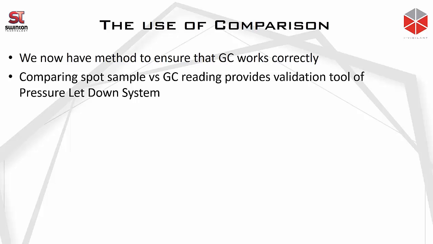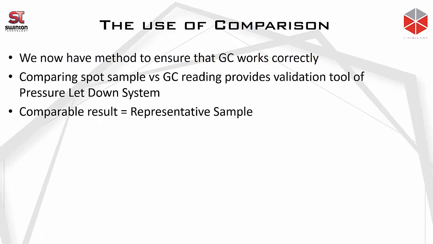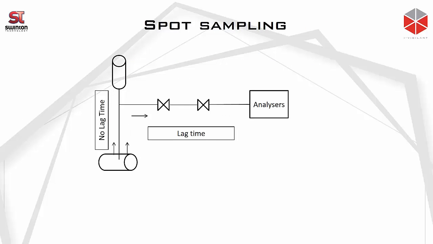When we compare the spot sample result against the GC result, we would expect a good comparable result. If the result isn't comparable, there are two possibilities. Either the pressure letdown system is not giving a representative sample, or the spot sampling procedure was done incorrectly. So what we're saying here is that if we have a comparable result, that means we have a representative sample.